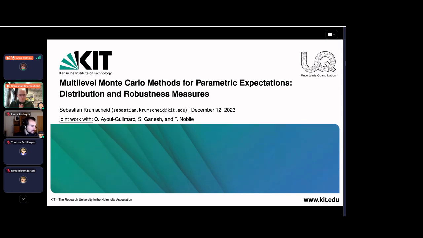And as the title said, I'm going to talk about multi-level Monte Carlo methods, in particular for parametric expectations. I'm going to explain all the components. But the first disclaimer is that while this is a workshop on computational tools and software, I will not be talking very much about software or implementations.